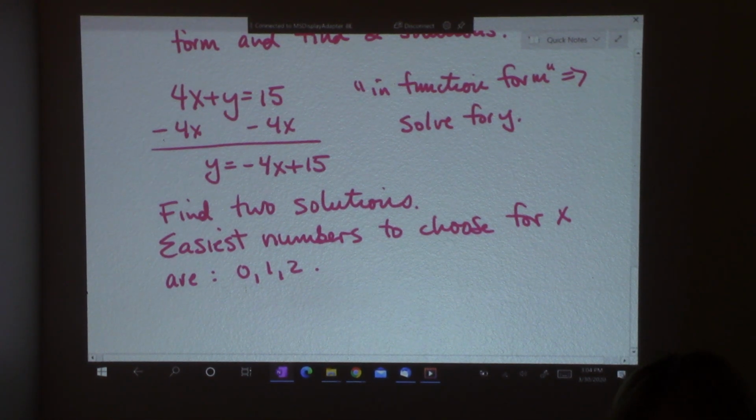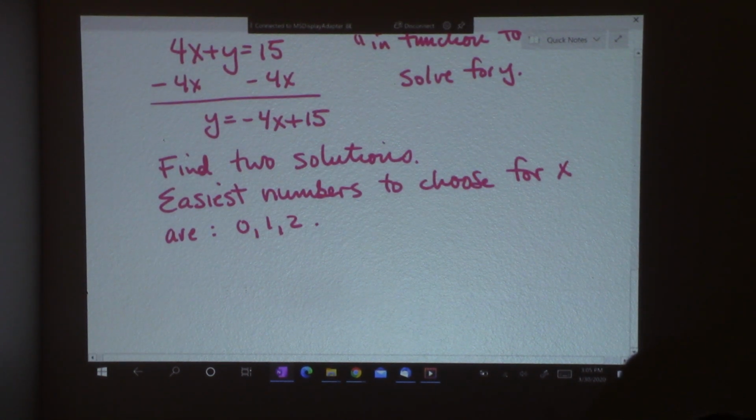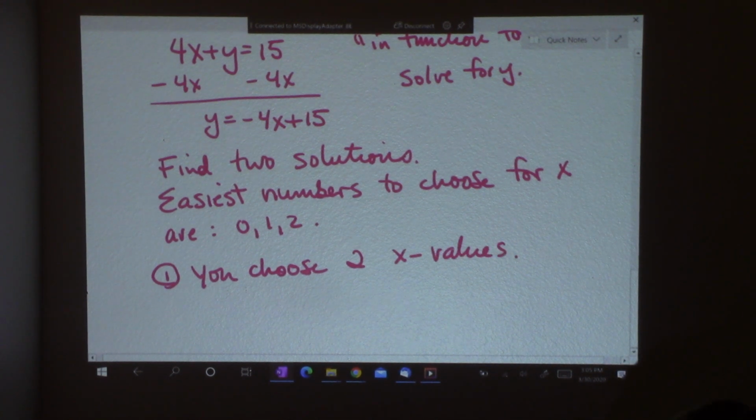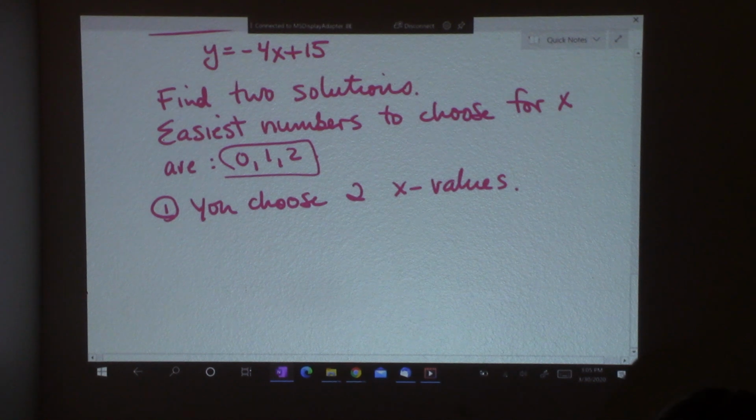Now I said you only need 2, which is fine. They might ask you for 3 or 4. However many they ask you, that's what you want to do. But usually 0, 1, and 2 are the easiest. So when they say find the solution, first you choose two x values. You can pick whatever you want. Like I said, 0, 1, and 2 are typically the easiest.